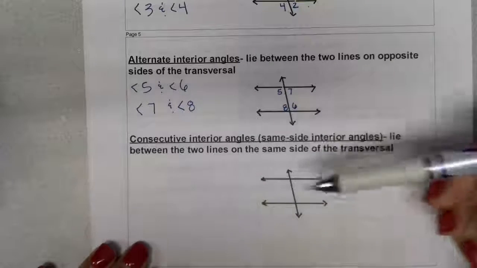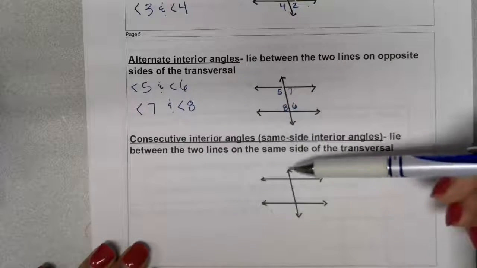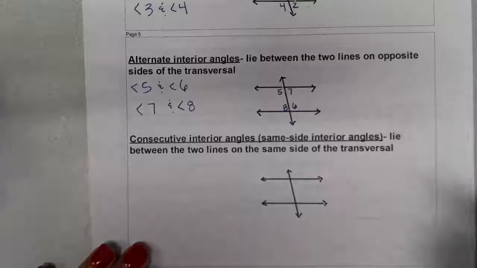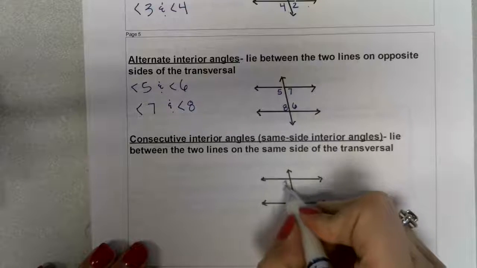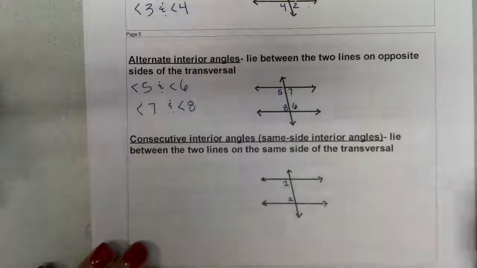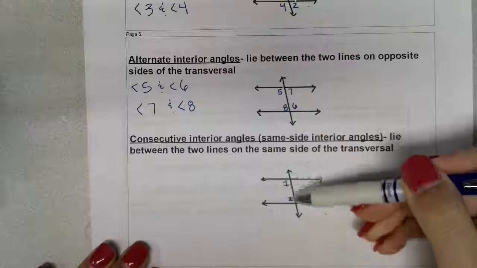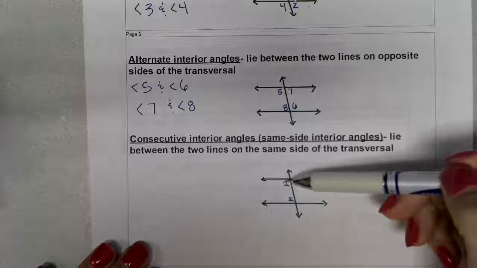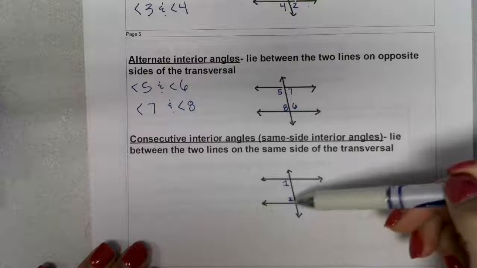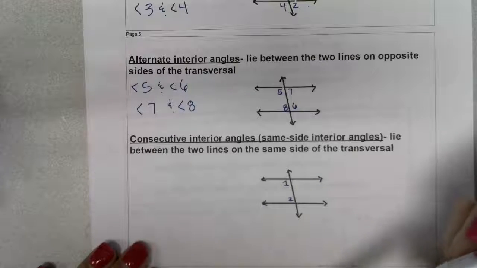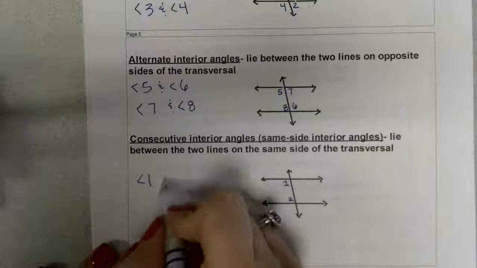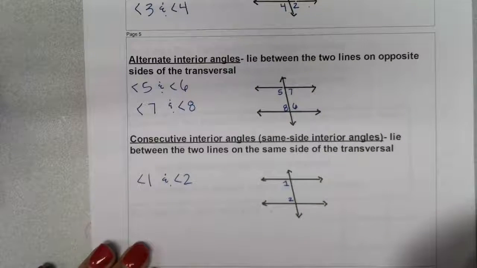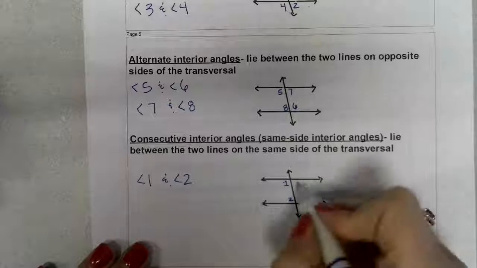So if I look at this, angle 1 and angle 2, they are consecutive interior angles or same side interior angles. They are inside your lines, but they are on the same side of the transversal, okay? So angle 1 and angle 2 are consecutive interior angles. I could do it the same on the other side if I had 3 and 4. Those are going to be considered consecutive interior angles. So same side of the transversal on the inside of the lines, parallel lines.